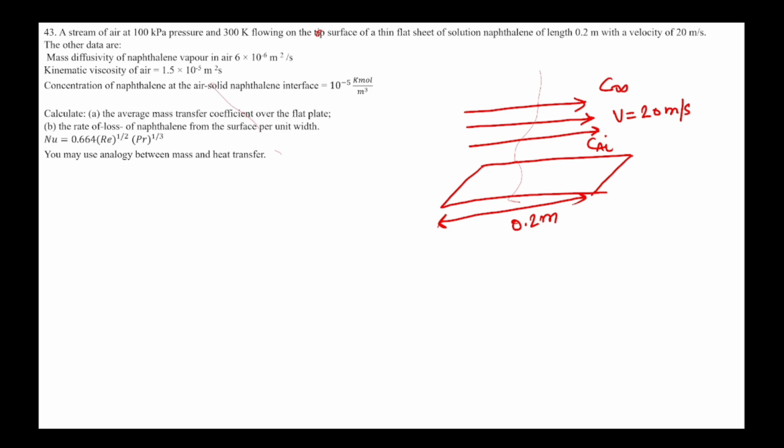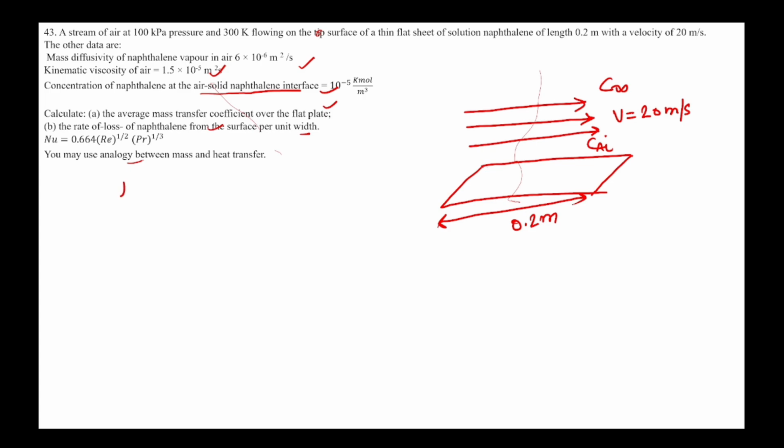The mass diffusivity of naphthalene, kinematic viscosity of air, and concentration of naphthalene in air, CAi, at the interface are given. Calculate the average mass transfer coefficient over a flat plate and the rate of loss of naphthalene per unit width. You may use the analogy between mass transfer and heat transfer.